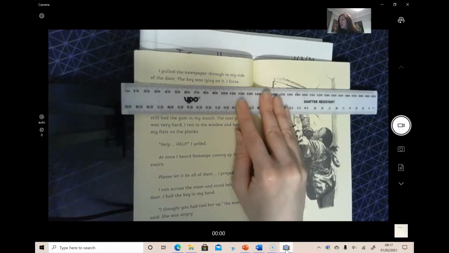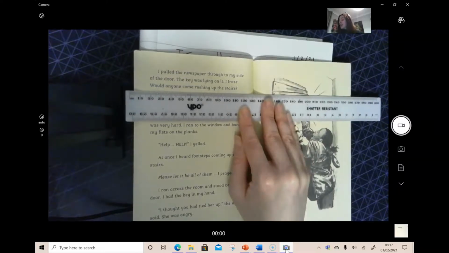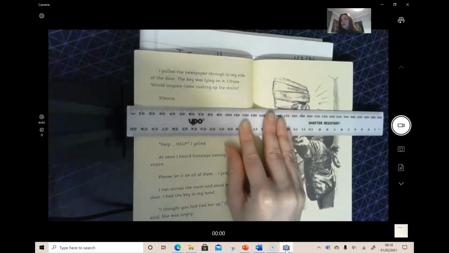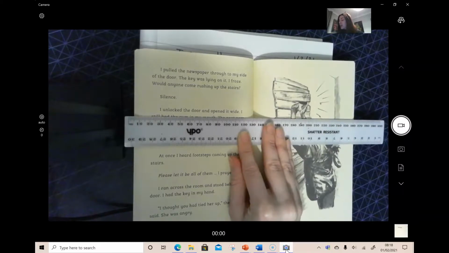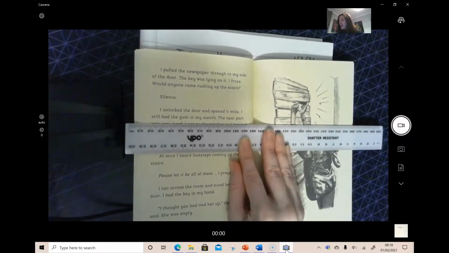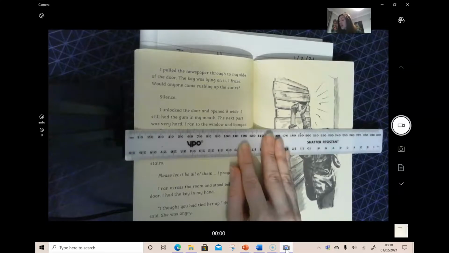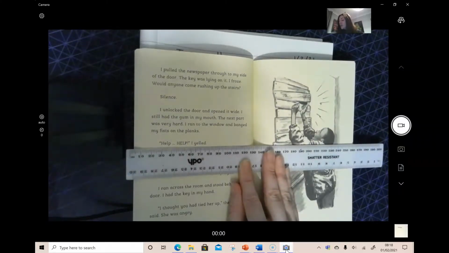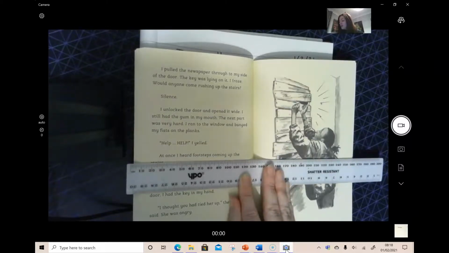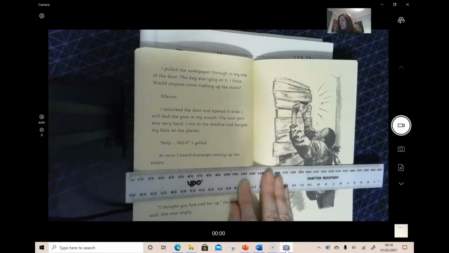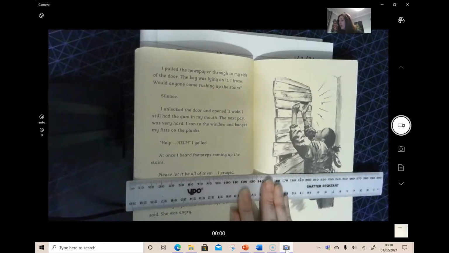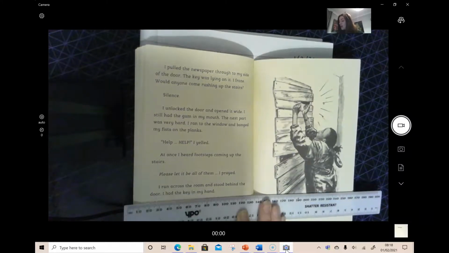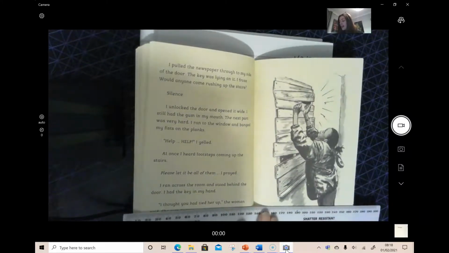I pulled the newspaper through to my side of the door. The key was lying on it. I froze. Would anyone come rushing up the stairs? Silence. I unlocked the door and opened it wide. I still had the gum in my mouth. The next part was very hard. I ran to the window and banged my fist on the planks. Help! Help! I yelled. At once I heard footsteps coming up the stairs. Please let it be all of them, I prayed. I ran across the room and stood behind the door. I had the key in my hand.